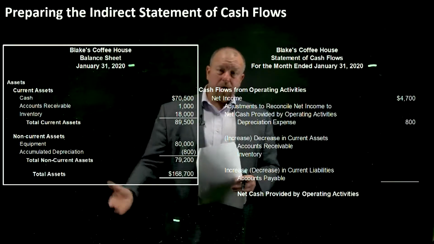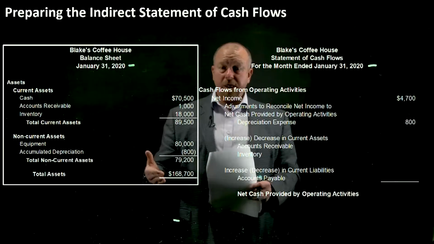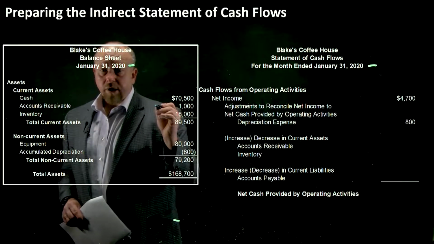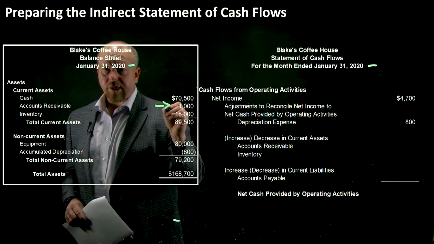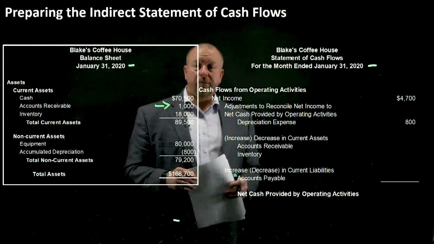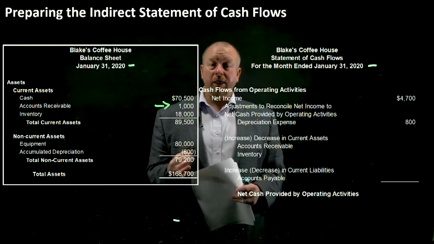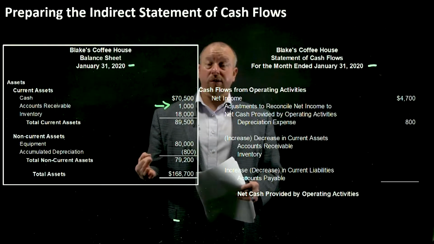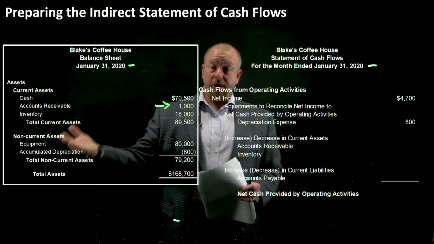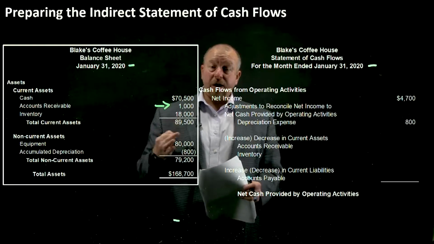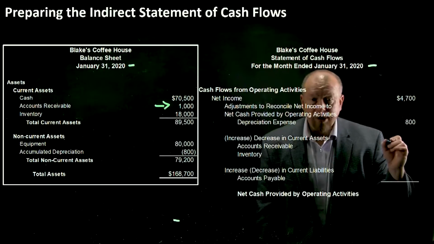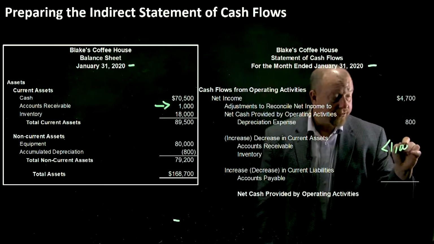So remember, this is a brand new business, so everything you see here is an increase. If you take a look at accounts receivable, it is $1,000 at the end of January. It's because of that single sale that we made to a customer where we extended credit to them. And so it increased from the beginning of the month to the end of the month. If accounts receivable increases, the rule is going to be this. We're going to subtract that increase.